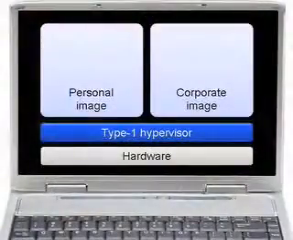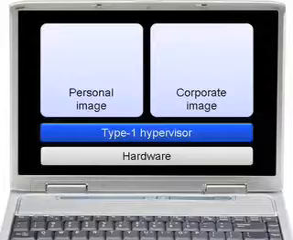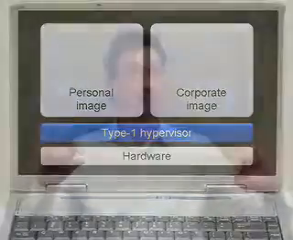Type 1 is different in that there is no base OS installed. There's just a very, very thin layer of virtualization right on top of the hardware, the hypervisor, which owns the hardware itself. And the key difference between these is that in Type 2, if that base OS is compromised, the guest operating systems themselves are all subject to threat.